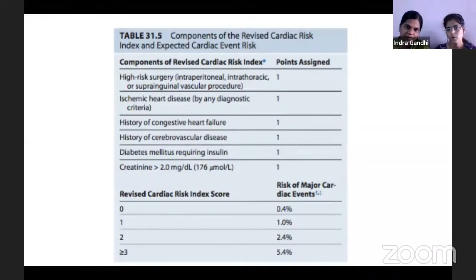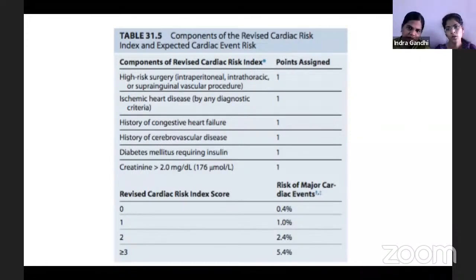So when you say low risk, intermediate risk, high risk, what is the guideline? How will you divide them? It's based on the ACC/AHA guidelines. If a patient has 0 or 1 risk factors, it comes under low risk, less than 1%.